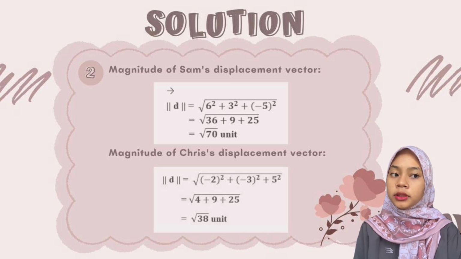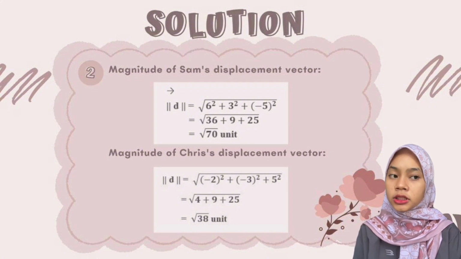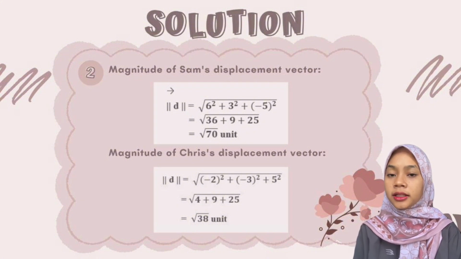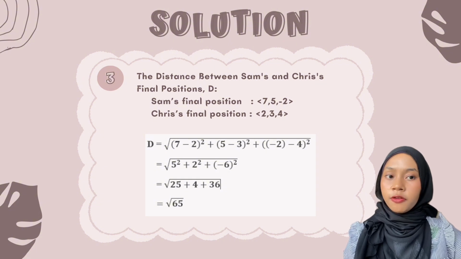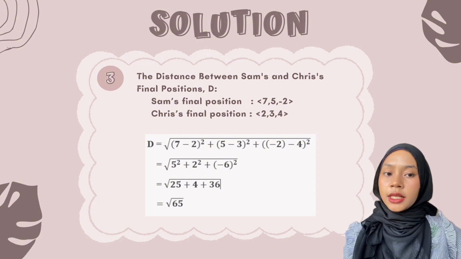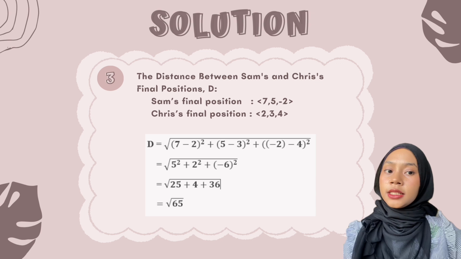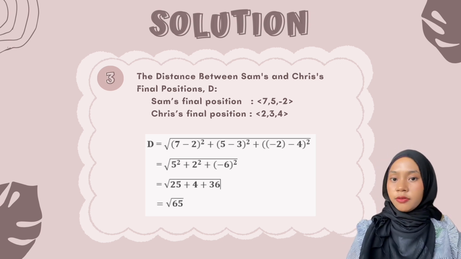To find the magnitude of Chris' displacement vector, we get -2, -3 and 5. So we insert into the formula, we get square root of -2 square plus -3 square plus 5 square, and we get square root 38 unit. Last, find the distance between Sam and Chris' final position. Sam's final position 7, 5, -2 and Chris' final position 2, 3, 4. To find the distance between Sam and Chris, we just need to subtract Chris from Sam. So we get square root of 7 minus 2 square plus 5 minus 3 square plus -2 minus 4 square, and we get square root 65.